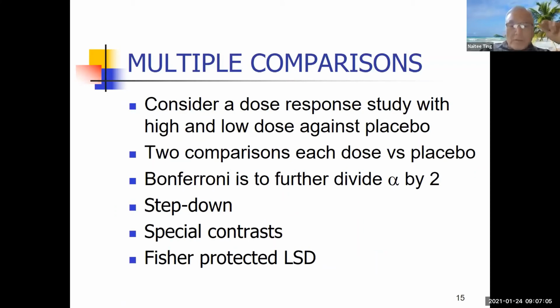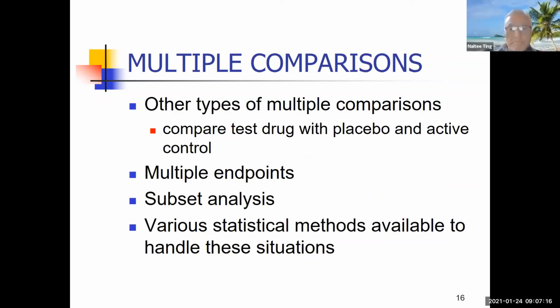We can get into a little more detail about multiple comparison, but I don't think it's really necessary. All right. So other types of multiple comparison: compare test drug with placebo and active control, multiple endpoints, subset analysis. There are different statistical methods available to handle these situations. So we know there's a lot of statistical publications dealing with all these kinds of scenarios.